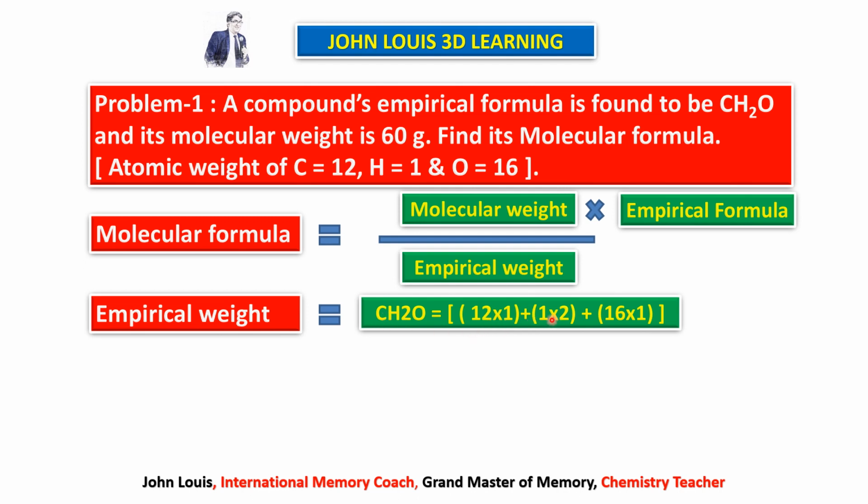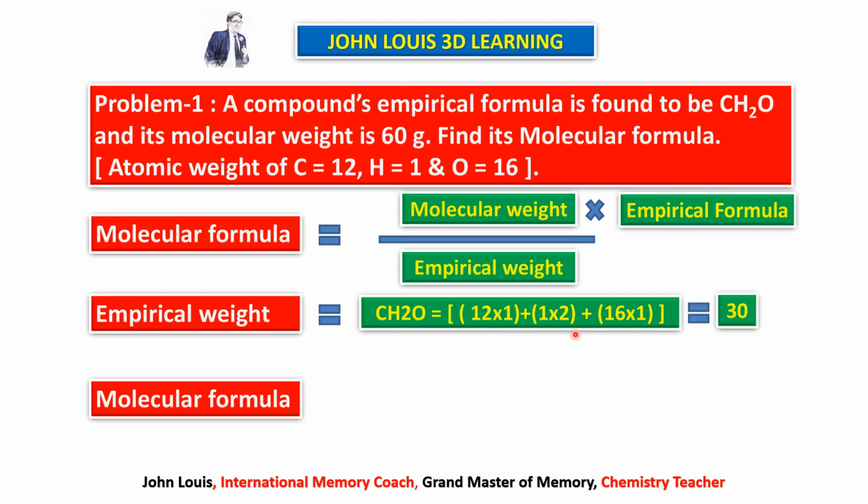Plus, what is the atomic weight of hydrogen? 1. How many hydrogens are there? 2. Therefore 1 into 2. Plus, atomic weight of oxygen is 16. How many oxygens here? 1. Therefore 16 into 1. If you sum up all these, 12 into 1 is 12, 12 plus 2 is 14, 14 plus 16 is equal to 30. That is the empirical weight of this compound.